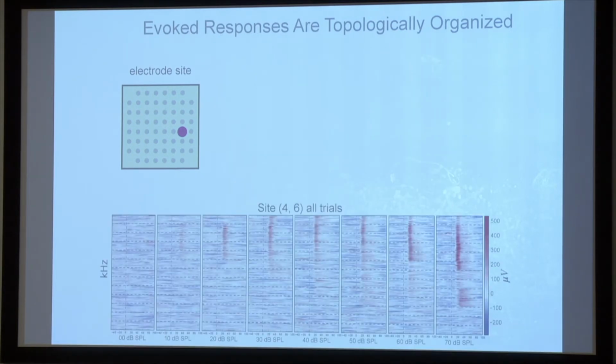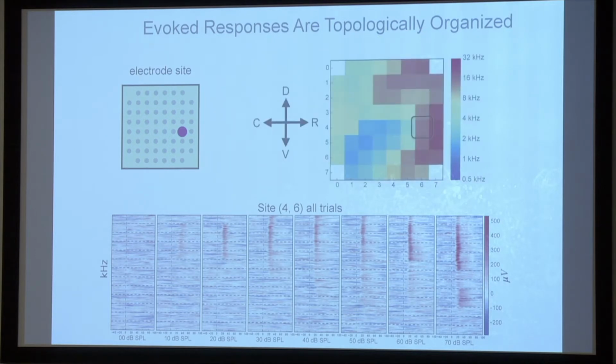We can do this across multiple stimulation amplitudes, and we can do this across all of our electrodes and build a preferred frequency map, and that is what is the best frequency for activating this area of primary auditory cortex. And so this is what the response looks like across all the electrodes in our array.